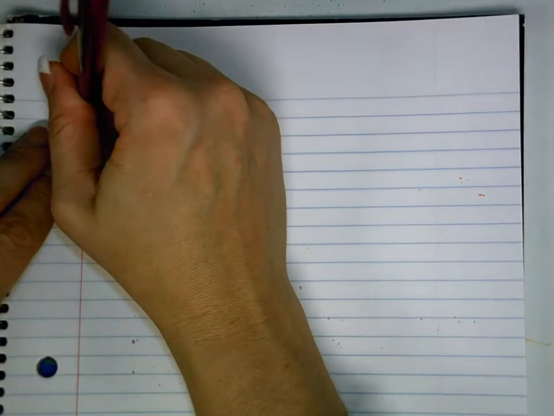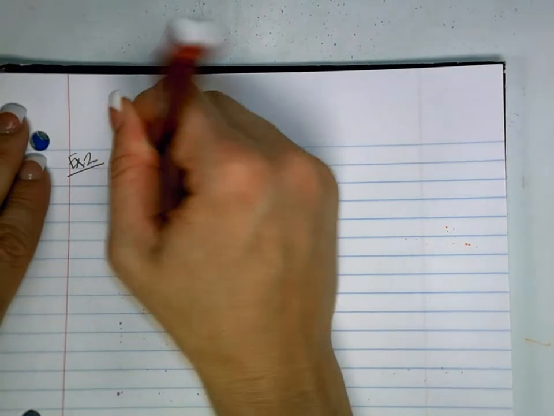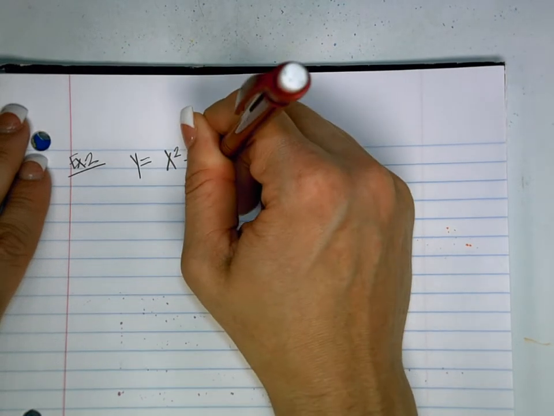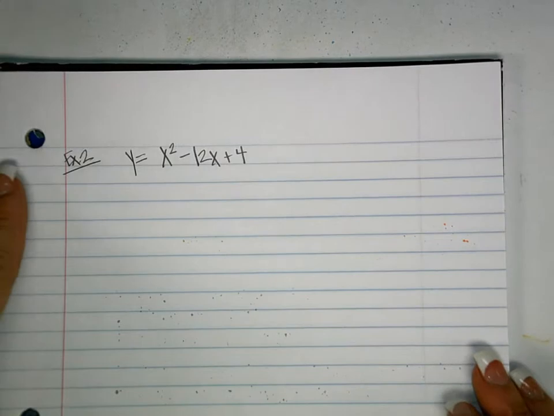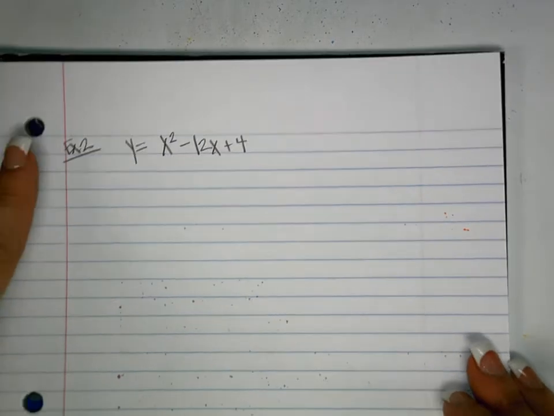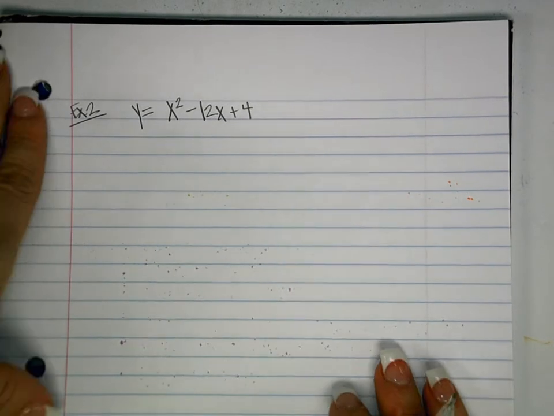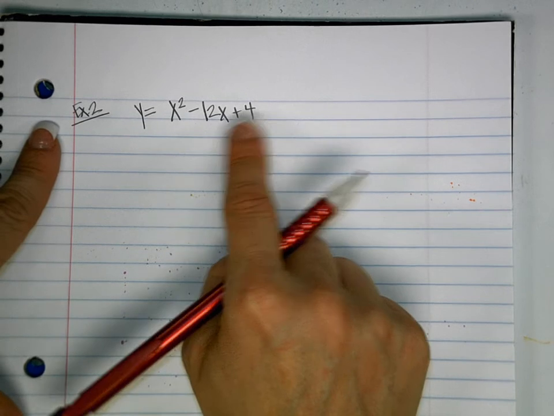Okay, try another one for number 2. I want you to do the same thing. Rewrite this from standard form to descriptive form. X squared minus 12x plus 4. So we're just practicing going from one form to the other form. So what's my first step? What do I have to do first? Move the c value.